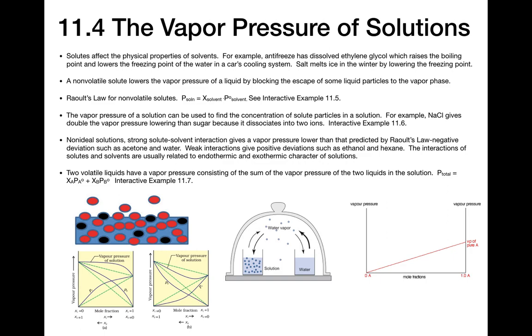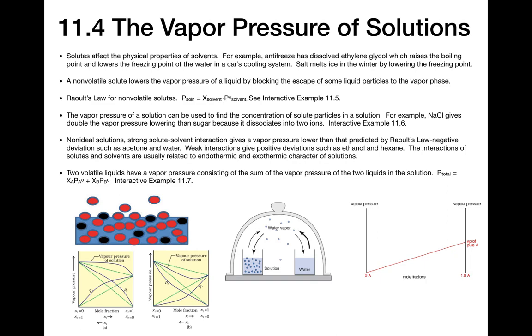Raoult's law is the equation for vapor pressure and concentration. It says that the vapor pressure of a solution will be the mole fraction of the solvent times the vapor pressure of the pure solvent. Let's say that the solvent represents 80% of the particles, so that would be 0.8 times the vapor pressure of the pure solvent. So if your pure solvent has a vapor pressure of 100 millimeters mercury and you have a 0.8 mole fraction of your solvent, you'll only have 80 millimeters of mercury for the vapor pressure of the solution. Calculations practicing that are in interactive example 11.5.